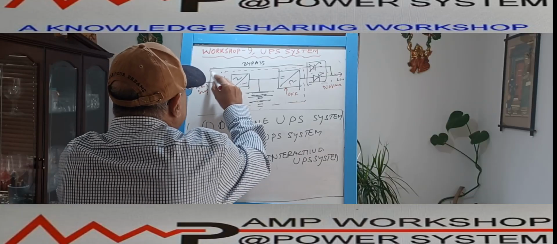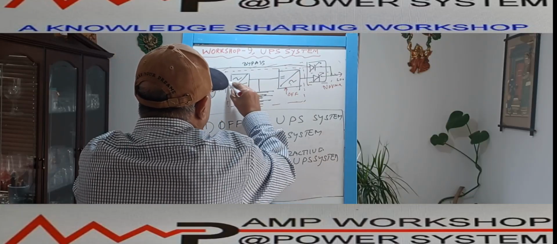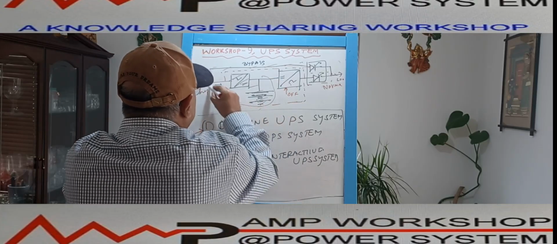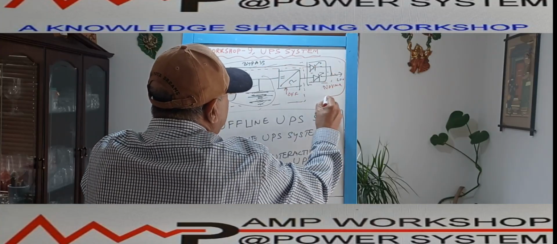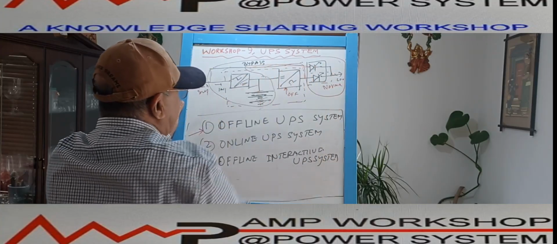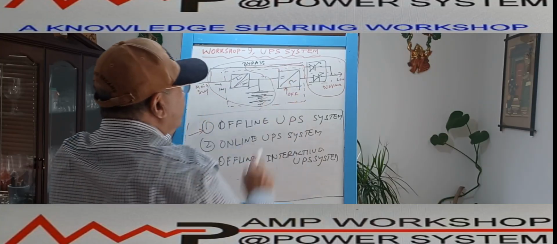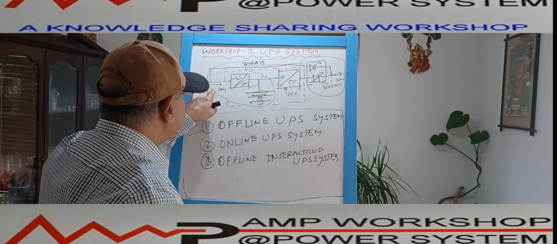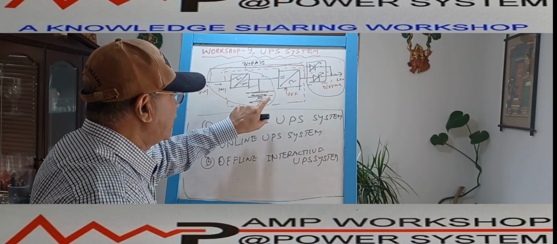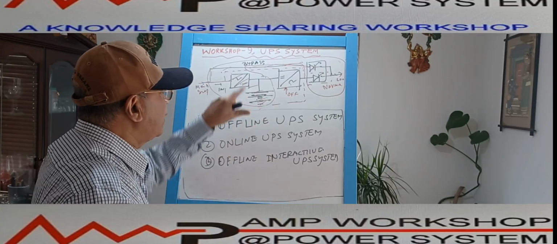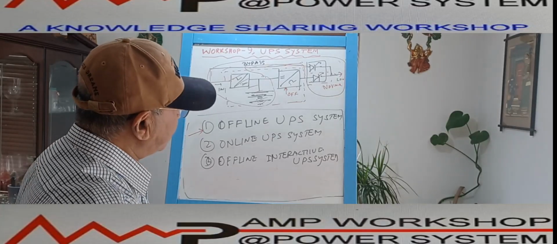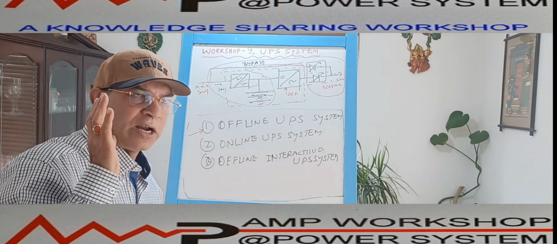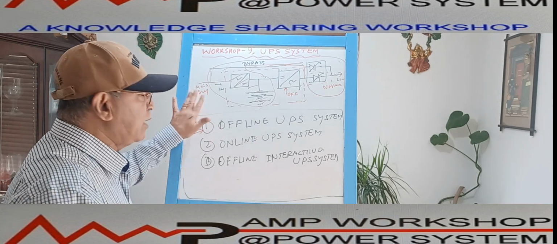The same main supply is connected to the rectifier, and the rectifier is charging the battery. That means this part is totally live. In the case of offline UPS, this part is live and this part is off. Main supply is giving to the load, as well as through the rectifier it is charging the battery. In the case of offline UPS, this is the normal operation. Now, most of the time, in 90% or 95% of the time, main supply is always available.